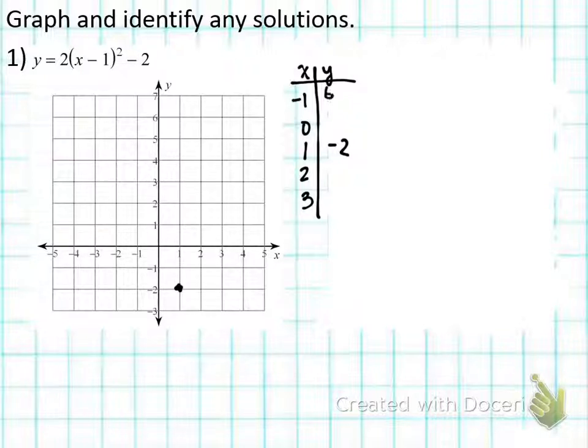Next one, 0. 0 minus 1 is negative 1. Negative 1 squared is 1. 1 times 2 is 2. 2 minus 2 is 0. Next, 2. 2 minus 1 is 1. 1 squared is 1. 1 times 2 is 2. 2 minus 2 is 0. Oh, look at that. 3. 3 minus 1 is 2. 2 squared is 4. 4 times 2 is 8. 8 minus 2 is 6.